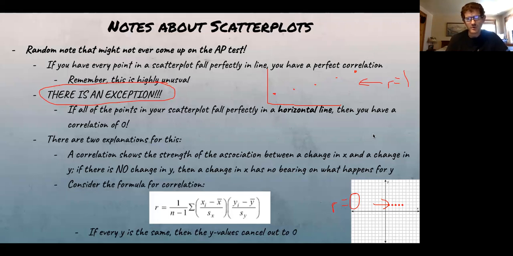So there's 0 correlation. The other thing, just consider the actual formula that we use. So right here, if every value of Y is the same, well, then this value and this value will be equal. So it cancels out to 0, and that means the entire correlation is simplified down to 0. So there you go. Anyways, like I said, probably would not appear on the AP test, but it's worth knowing.